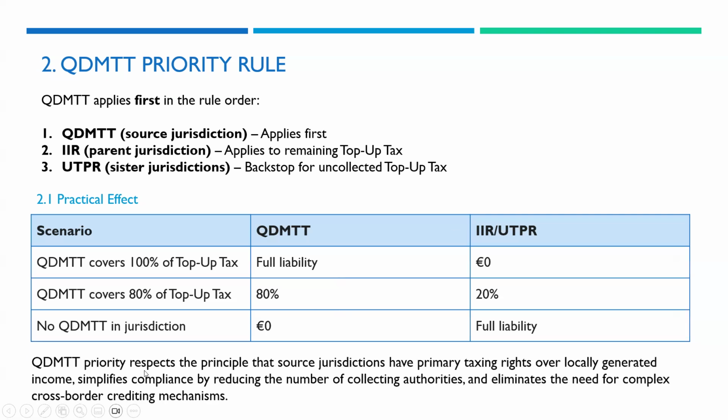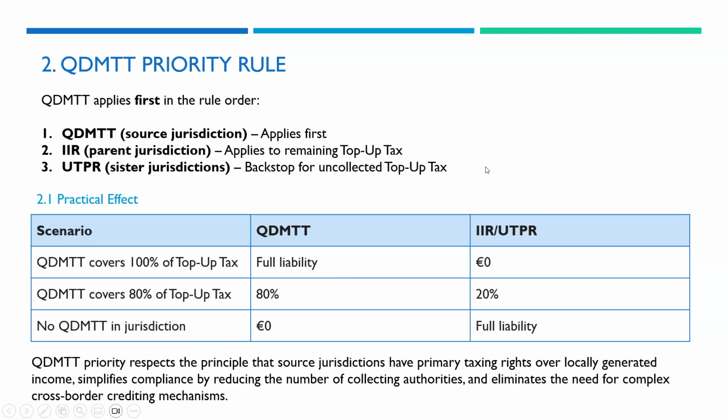So QDMTT priority respects the principle that source jurisdictions have the primary taxing rights over locally generated income, simplifies compliance by reducing the number of collecting authorities, and eliminates the need for complex cross-border crediting mechanisms. Okay, so that is it.